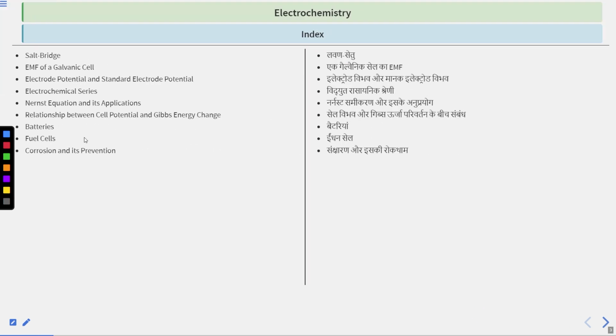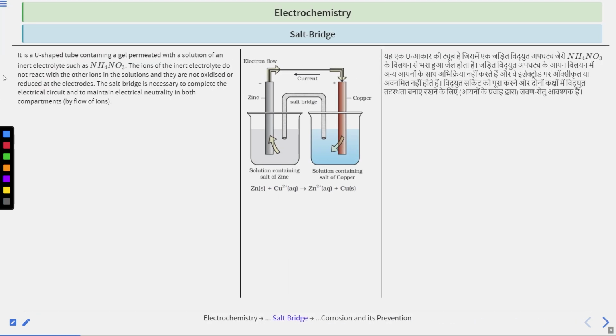So this is our index slide, and these are the major topics which we are going to cover today one by one: salt bridge, EMF of a galvanic cell, electrode potential and standard electrode potential, electrochemical series, Nernst equation and its applications, relationship between cell potential and Gibbs energy change, batteries, fuel cells, and corrosion and its prevention. Right? So let's start with our first topic, salt bridge.